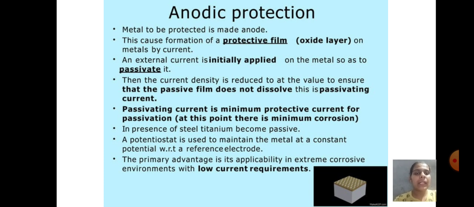In the presence of steel, titanium becomes passive. A potentiostat is used to maintain the metal at a constant potential with respect to a reference electrode. The primary advantage is its applicability in extreme corrosive environments with low current requirements.